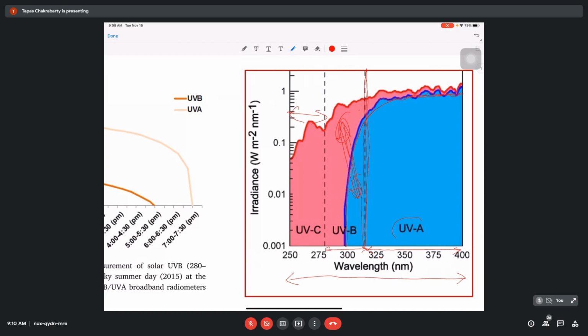Let me repeat. What I tried to tell you is that ultraviolet light within the wavelength range of 250 to 400 nanometer is divided into three categories: UVA, UVB, and UVC. UVA means 400 to about 320 nanometer. The UVB range is roughly 320 down to 275 nanometer, and below that you have the UVC range. What this picture shows you is the irradiance, that is, the available intensity of the light at the lower part of our atmosphere.